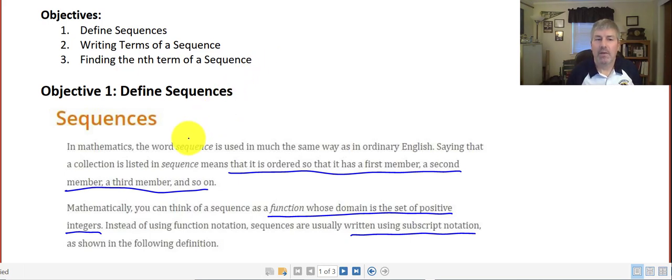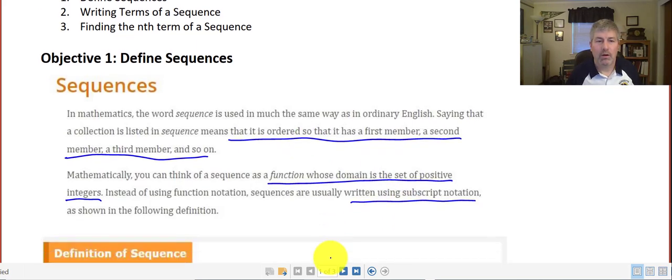Defining sequences. In mathematics, the word sequence is used much the same as it is in ordinary English. Saying that a collection is listed in sequence means that it is ordered so that it has a first member, a second member, a third member, and so forth. Mathematically, we can think of a sequence as a function whose domain is the set of positive integers. So instead of using function notation, we'll usually write using subscript notation as shown here.